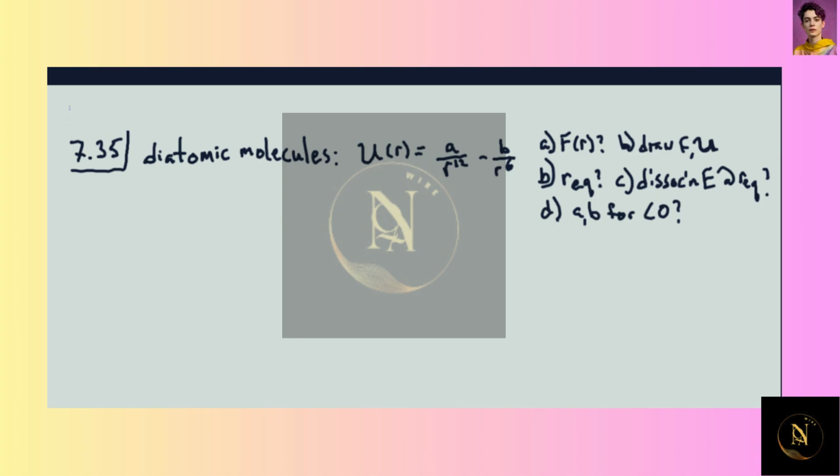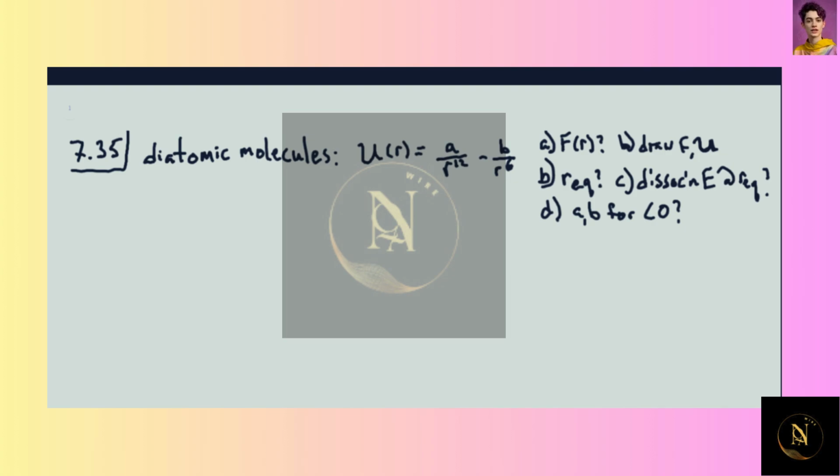Problem 7.35 is about a model for the potential energy function between two atoms in a diatomic molecule. This is called the Lennard-Jones potential. It's pretty commonly used for modeling how diatomic molecules work. And we want to find a bunch of things out about this. So what is the force as a function of the distance, first of all?